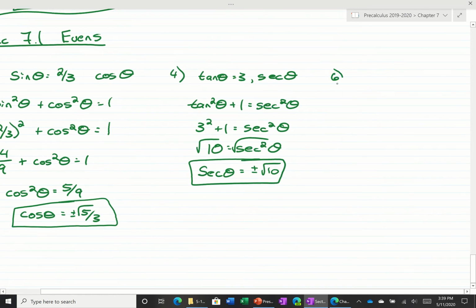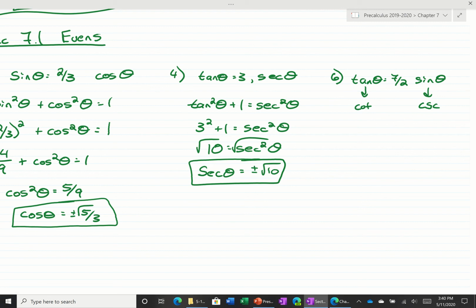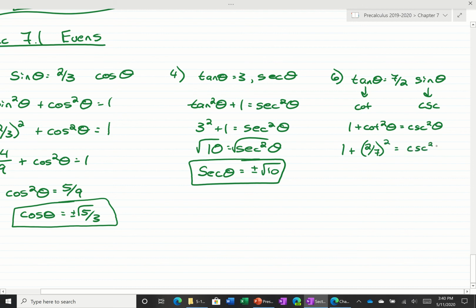For problem number 6, it says tangent of theta is 7/2. Find sine of theta. Now sine we could convert to cosecant, and tangent we can convert to cotangent. So we do have a formula that includes cotangent and cosecant. Formula was 1 plus the cotangent squared of theta is equal to the cosecant squared of theta. So 1 plus cotangent would be 2/7. So this would be 1 plus 4/49.